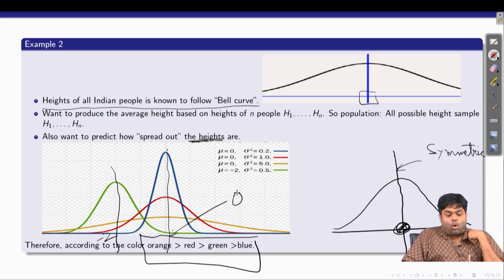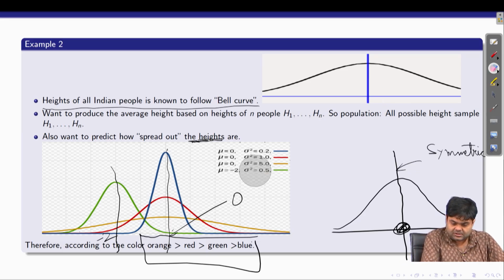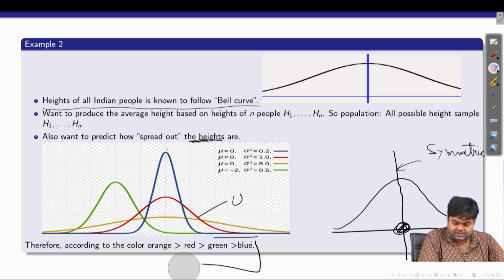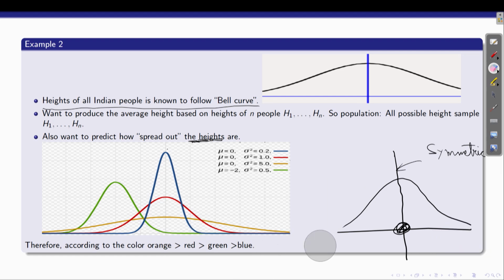So, the goal in this problem is, based on the heights of n people, to predict what the average height of Indian people is, what the center is. The bell curve need not be centered around 0. Of course, for height it will not be centered around 0, it will be centered around something positive, and also how spread out it is. We want to predict these things. This is another problem like the head probability problem.